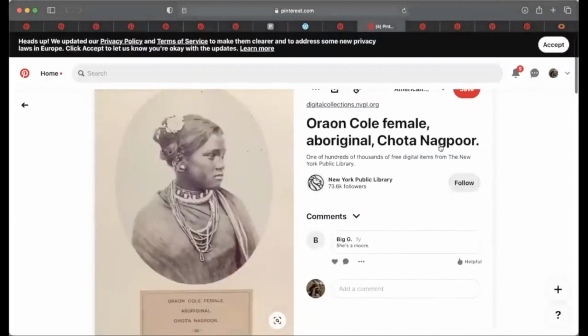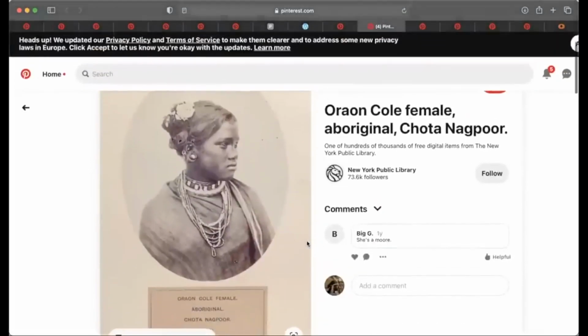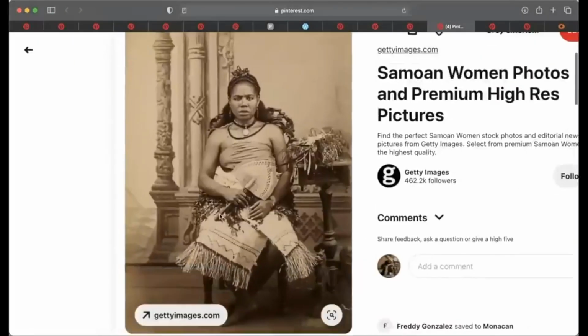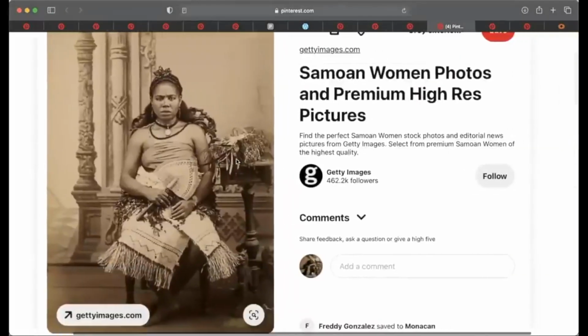This is a Nagpur in India, a Hindu woman, a Samoan woman. All right, Samoan woman.